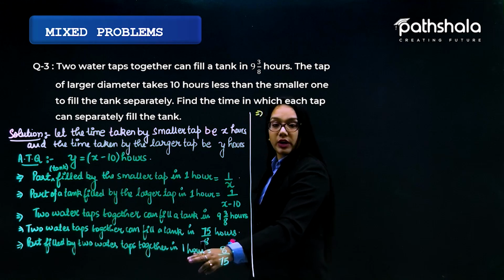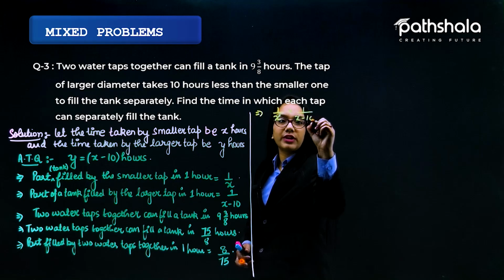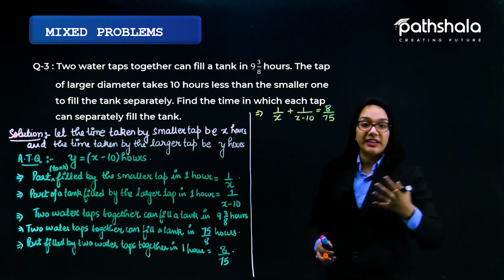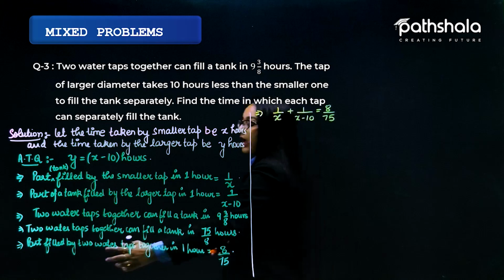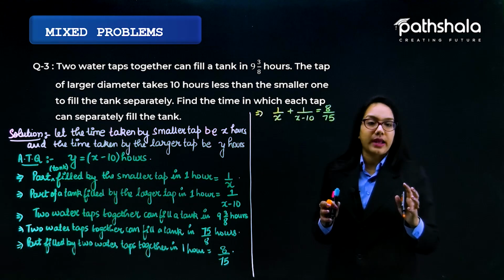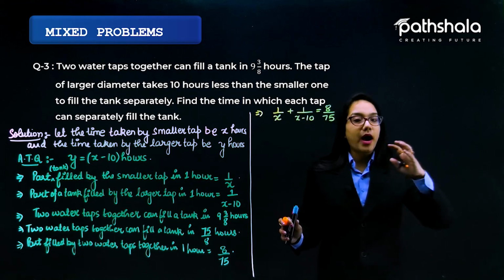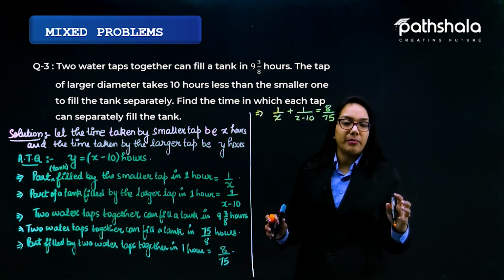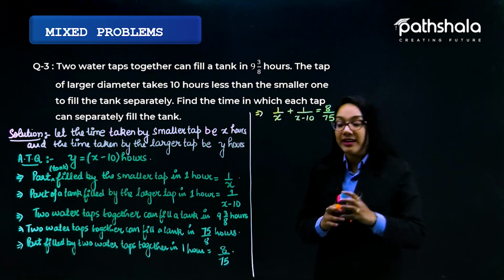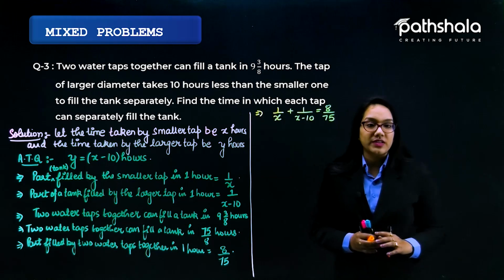So according to this particular condition, we can say that 1 by X plus 1 by X minus 10 is equal to 8 by 75. How? As you can see over here, we have written that the part which is filled by the two water taps together in just 1 hour. We are talking about both of the taps. So we do know that individually a part filled by the smaller tap is 1 by X and a part of a tank which is filled by the larger tap is 1 by X minus 10. So together they are filling a part of a tank in 1 hour in 8 by 75 formation. So it means 1 by X plus 1 by X minus 10 is equal to 8 by 75.